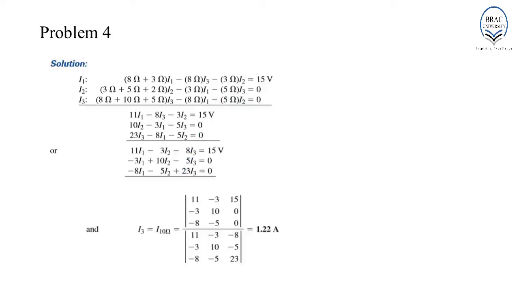After applying KVL to each of these loops, there are three equations that you will get, these. On solving these three linear equations, you can easily determine I1, I2 and I3. I3 will be equal to the current flowing through the 10 ohm resistor, which is equal to 1.22 ampere.